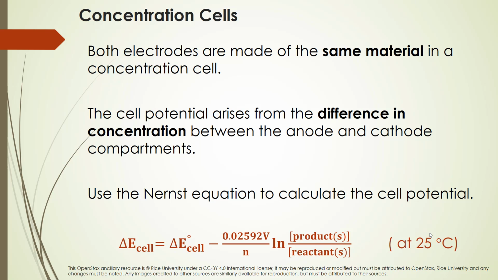Concentration cells. In order to determine the cell potential for a concentration cell, you have to use the Nernst equation. These are special cells in that both electrodes are made of the same material. That means they're both basically the same metal or whatever else is used. The cell potential arises from the difference in concentration between the anode and the cathode compartments. So those ions are going to be at different concentrations. We're going to use the Nernst equation to calculate this cell potential. Instead of Q, I've written products over reactants, but this is actually Q.